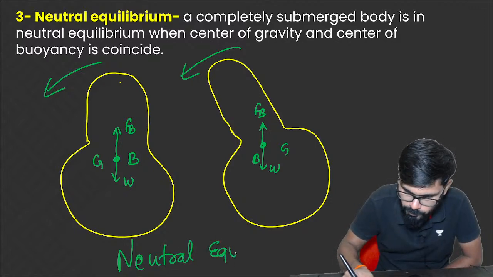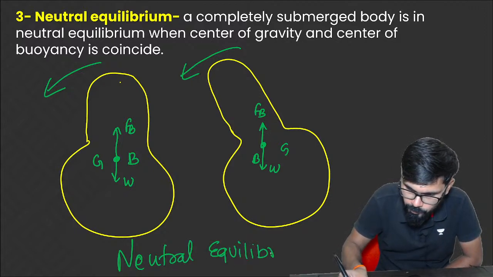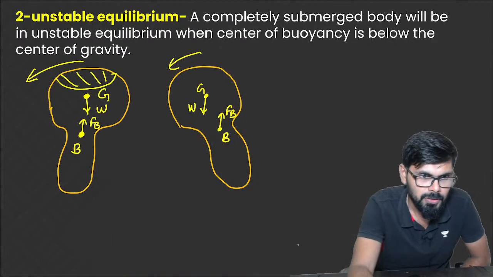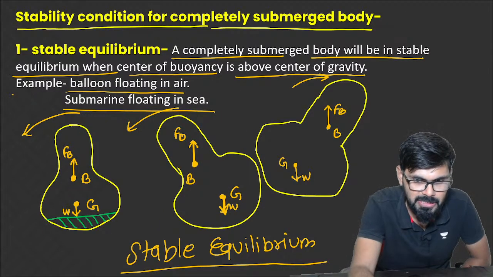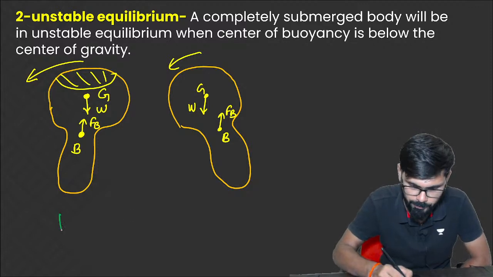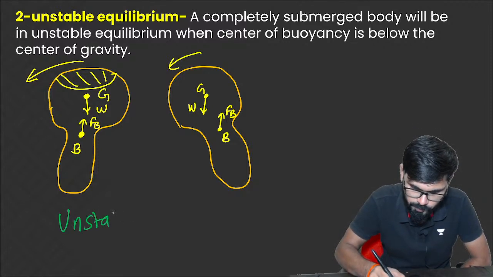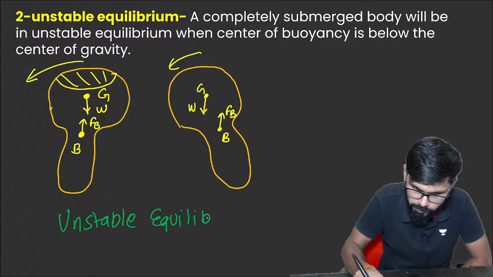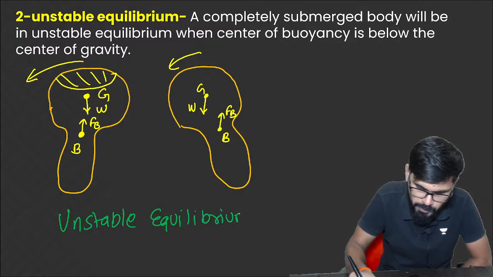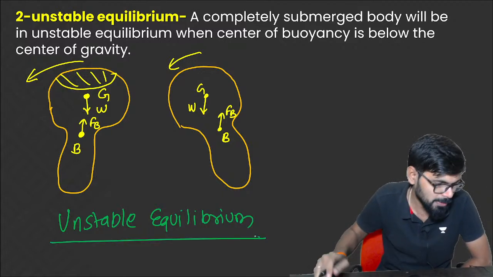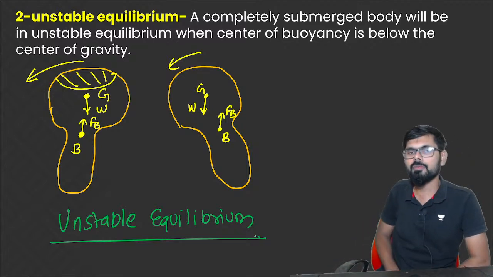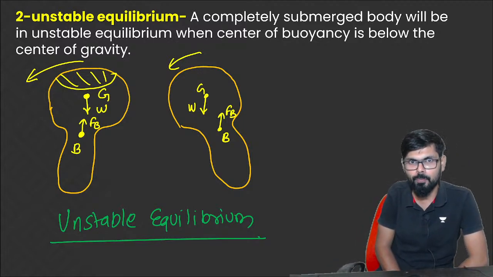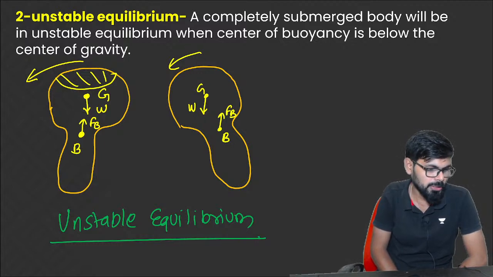Neutral equilibrium. Clear hai? This is what? Stable equilibrium, unstable equilibrium. Anyone have any confusion? Please let me know. Clear hai?